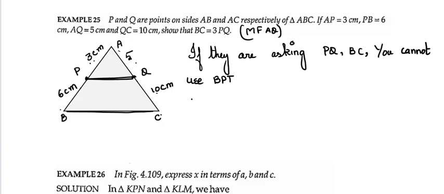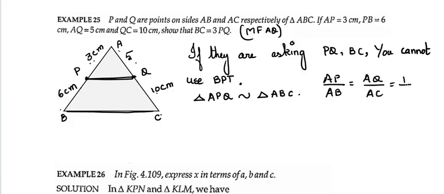You should not do that. You have to use only similarity. Triangle APQ will be similar to triangle ABC. How? Because AP by AB is equal to AQ by AC equal to 1 by 3, and angle A equal to angle A common, by SAS similarity. This is a common mistake in MCQ.